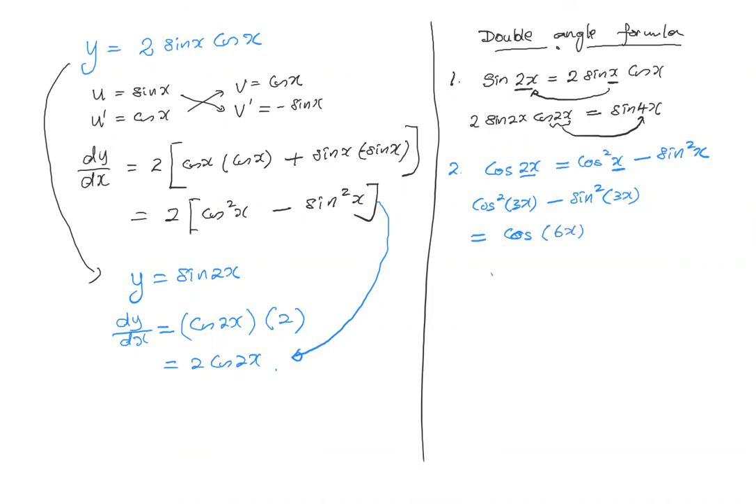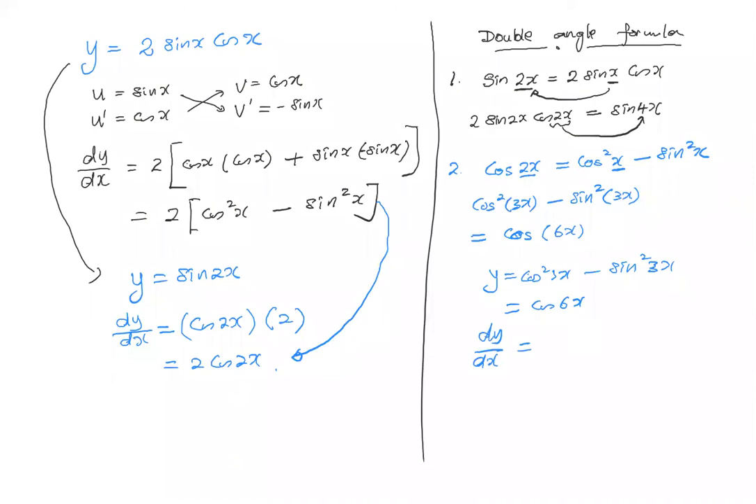So if the question asks you to find the dy dx for this, you don't straight away find it first, you change it to here. Then only you find the dy dx. Clear? So all these double angle formulas are very nice to use. So I hope you can go through the video again and jot down all the important formulas for trigo whereby you can simplify. Are you clear?